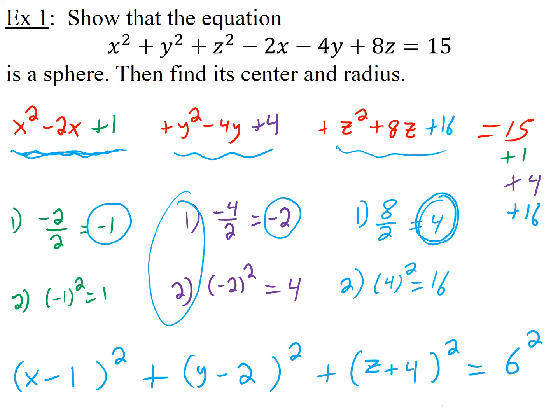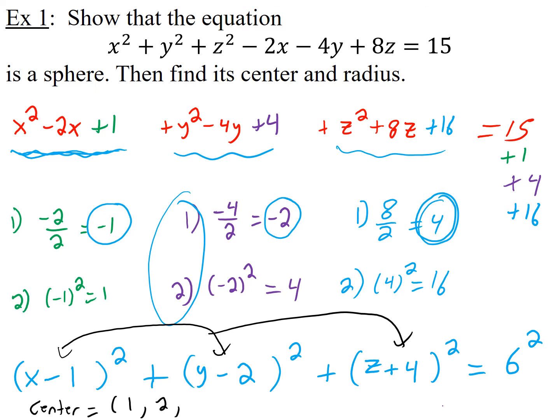Okay, so now that we have that, to finish it off, I'm going to go ahead and write down the center. Remember, there's 3 points for the center. And the quick way to remember it is, again, just to change the sign of the 3 numbers you see in the parentheses. So since I see a -1, I'm going to put a +1. Since I see a -2, I'm going to put a +2. Since I see a +4, I'm going to put a -4. That's the center of the sphere.